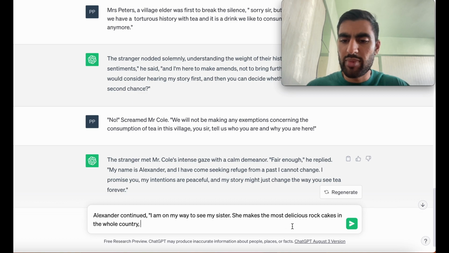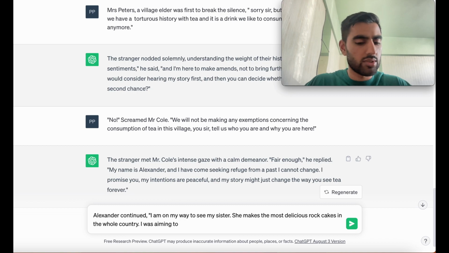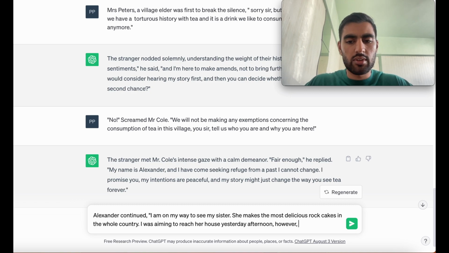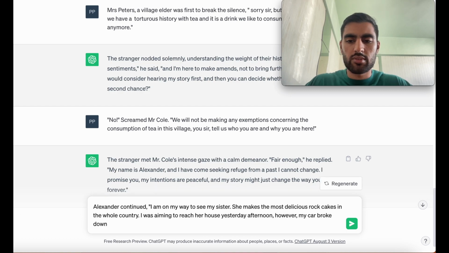I am on my way to see my sister. She makes the most delicious rock cakes in the whole country. I was aiming to reach her house yesterday afternoon. However, my car broke down 10 miles back, and there was no houses or people around to help me. Okay.